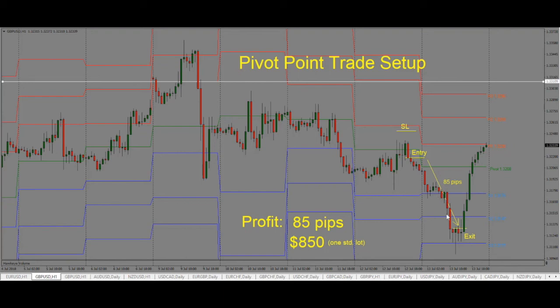And then as we see at our S3 level, price starts to have multiple pins to the downside. We get this big bullish pin bar close here. That shows us that chances are it's either going to reverse or pull back. So that's a good place for us to exit the trade. From entry to exit, we get 85 pips in our trade. So our profit is 85 pips, or $850 when trading one standard lot.